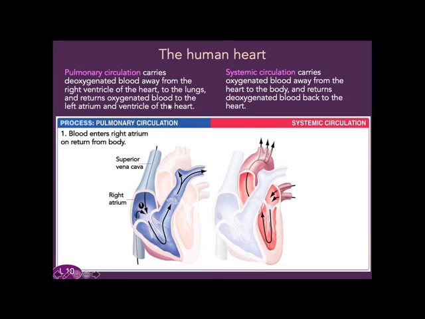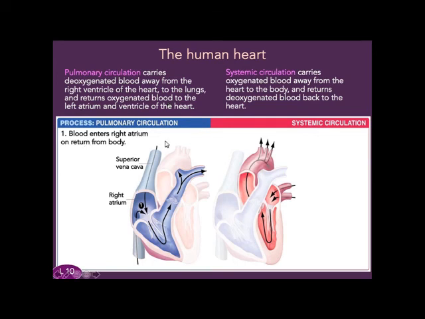So we have two pathways that I just showed you. One of them is called the pulmonary circulation, and this is what carries the deoxygenated blood away from the right ventricle of the heart to the lungs, and then returns the oxygenated blood to the left atrium and the ventricle of the heart. So let's go through this.